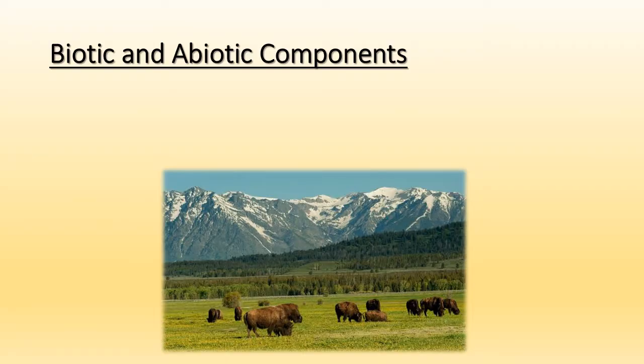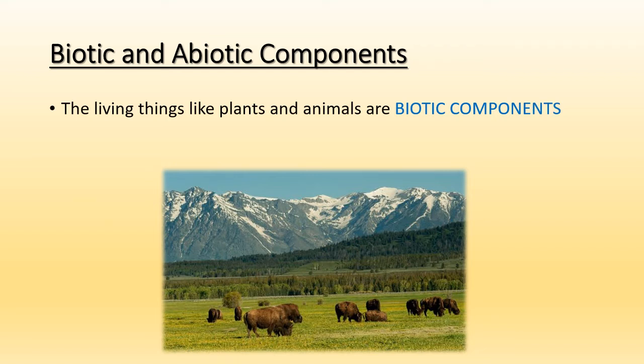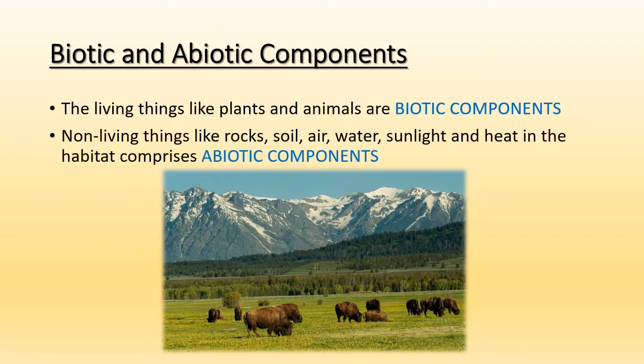Biotic and abiotic components. All the living things like plants, animals, human beings are called biotic components. Whereas the non-living things like rocks, soil, air, water, sunlight and heat comprise the abiotic components. Both biotic and abiotic components help the living creature to survive.